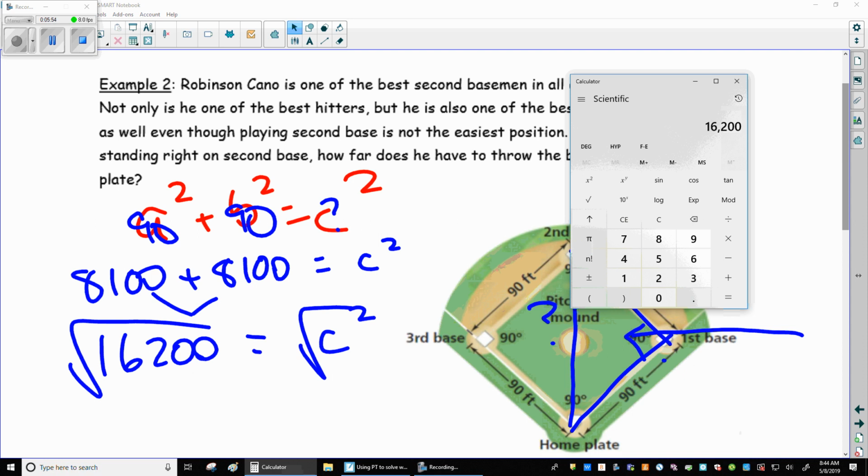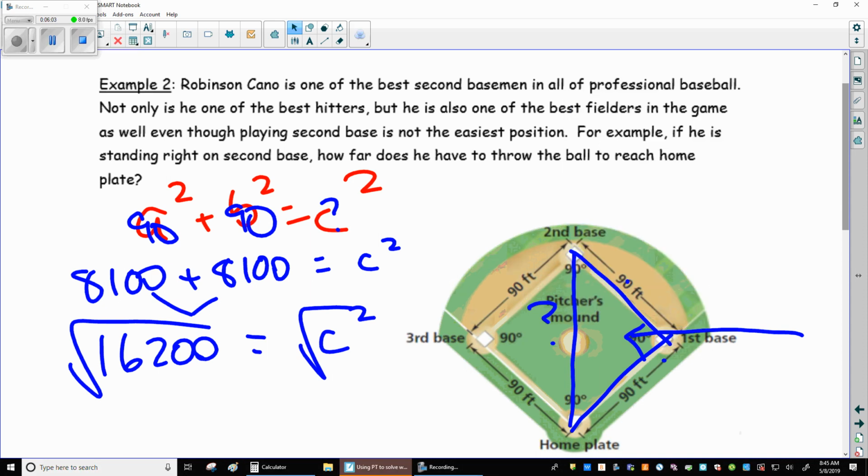16200 square rooted. I get 127.3. Now let's just make sure that they're asking for that distance. This is, for example, if he's standing right on second base, how far does he have to throw the ball to reach home plate? Yeah, 127.3. Be careful about what they're asking.